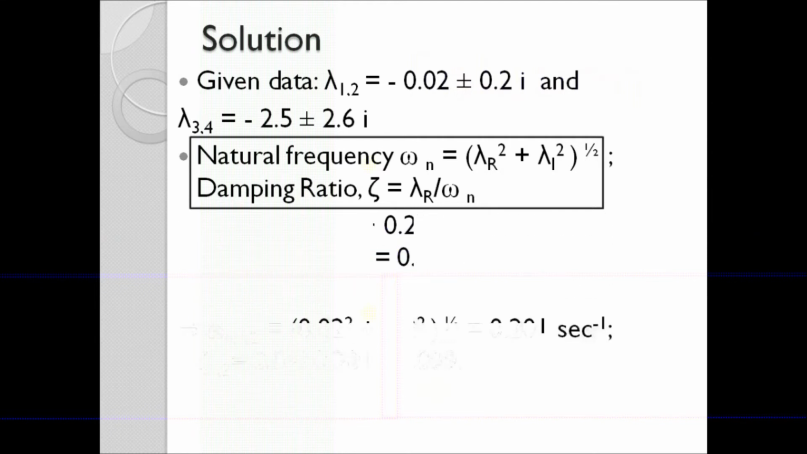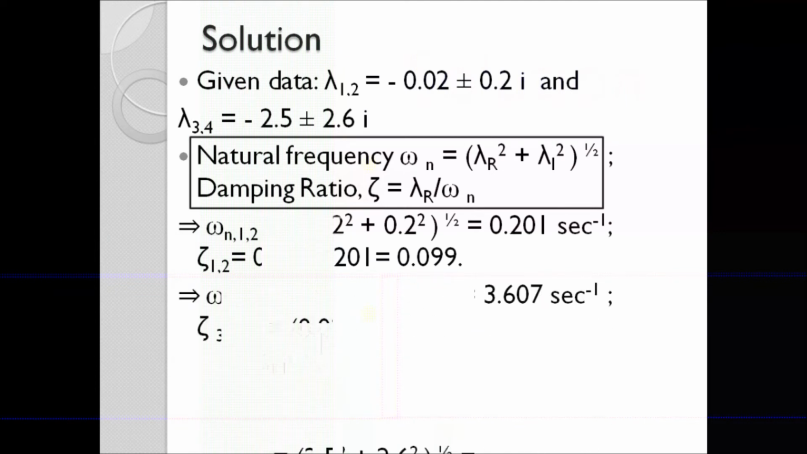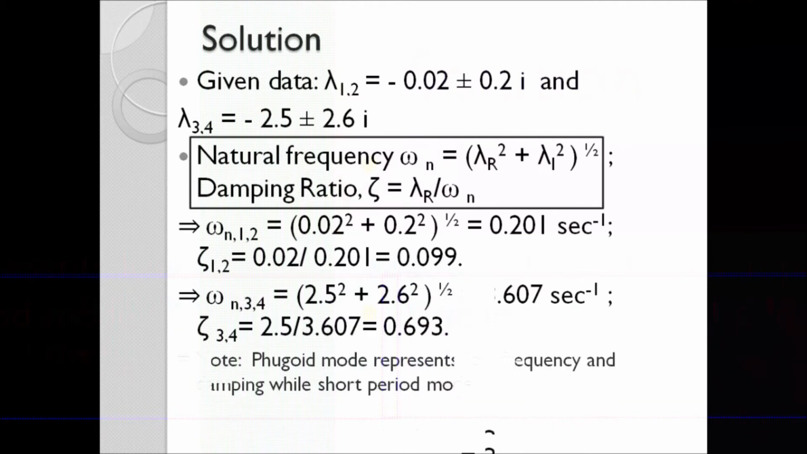Now if you substitute the condition 1 and 2, you will get these values, and when you find for the 3 4, you will find this value. Now comparing these two values, you have to note that Phugoid, as per the definition, has a low frequency compared to the short period mode. So which one has a low frequency among this? That is omega 0.201, and the other omega 3 4 is 3.607.